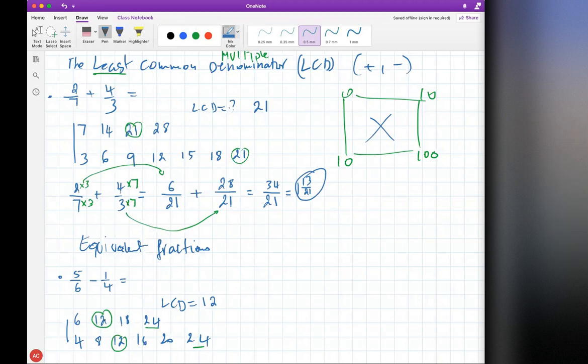All right, so that's the LCD. Professor, why did you not get the other one, 24? Because 24 can also be a common denominator, but it's not the least. It will also give you the same answer, but it will take you more time and you're going to get a big fraction that you need to simplify first. This one is easier and quicker. Okay, thank you.